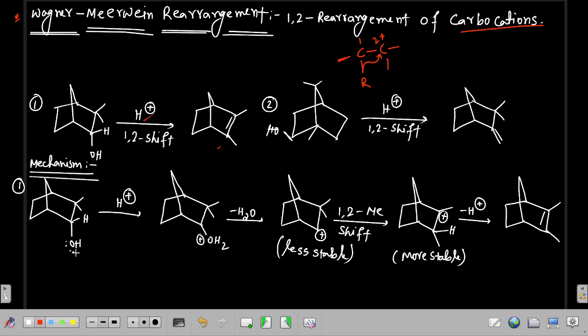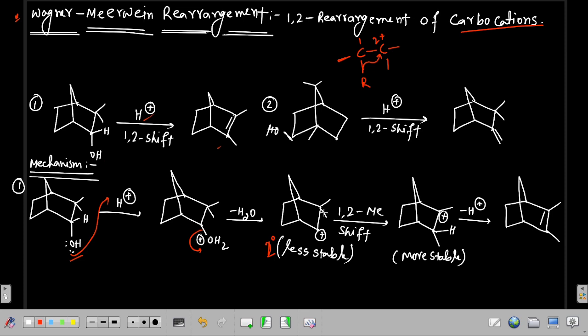In the first reaction, we have this bicyclic alcohol. The alcohol will abstract a proton from the reaction medium, so it will form the OH2 plus ion. Next step, there will be removal of H2O, that is water, and it leads to the formation of a carbocation. Now you see this carbocation is a less stable carbocation. This is a 2 degree carbocation.